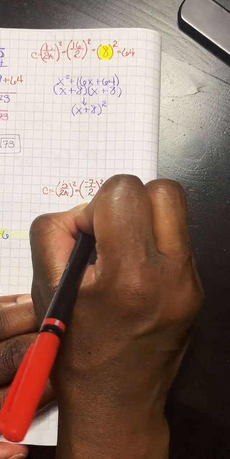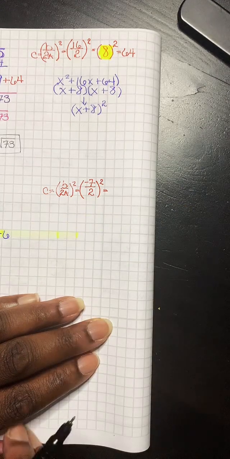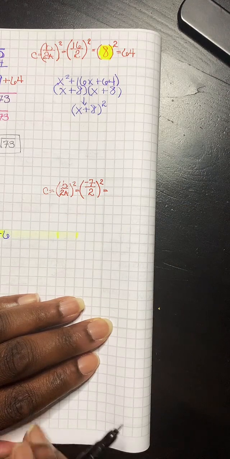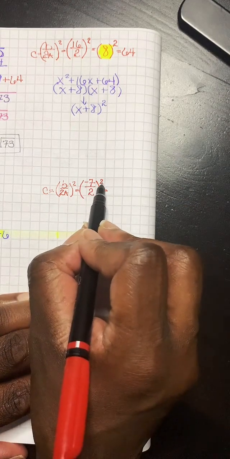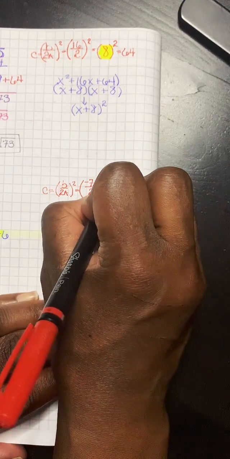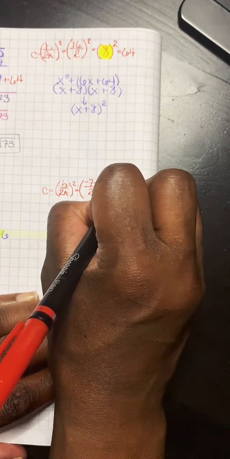So now we got to square that. Okay. Now we're going to square that. There we go. So negative 7 squared, that's negative 7 times negative 7. That gives me 49. Breathe. I know there's a fraction. It's okay.